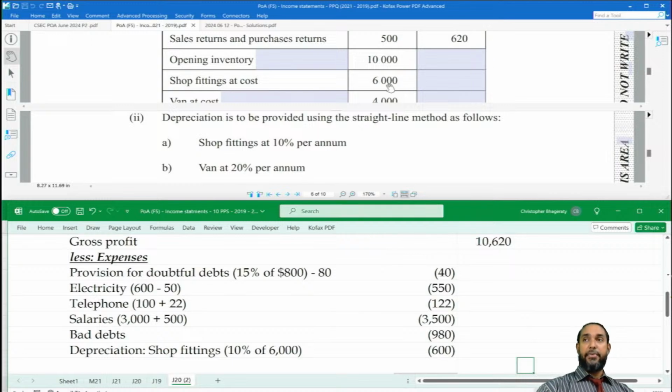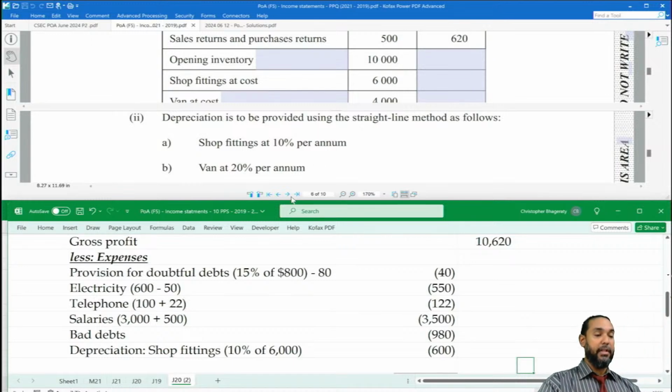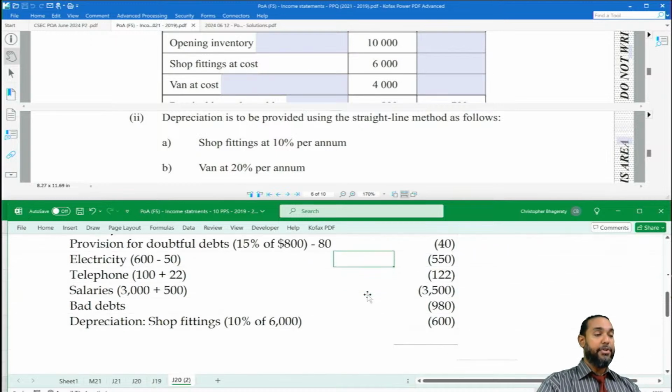Once it's straight line method and they're not giving you the traditional formula of cost minus residual value over EUL, as in the number of years for which the asset will be of use. That's what EUL, estimated useful life, stands for. If it's a straight line method, it's multiplying the percentage by the cost. The cost, not the net book value. So that's shop fittings. So 10% of 6,000 is just 600. That's the depreciation charge for the year there.